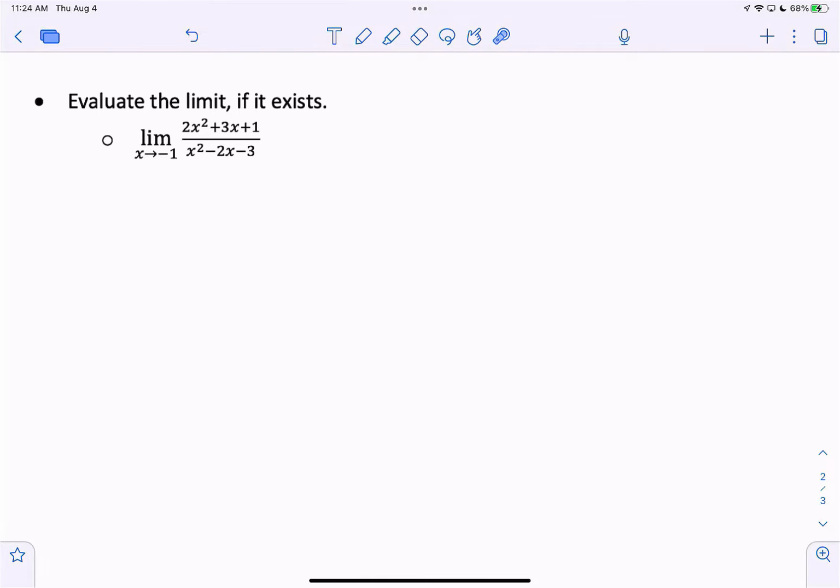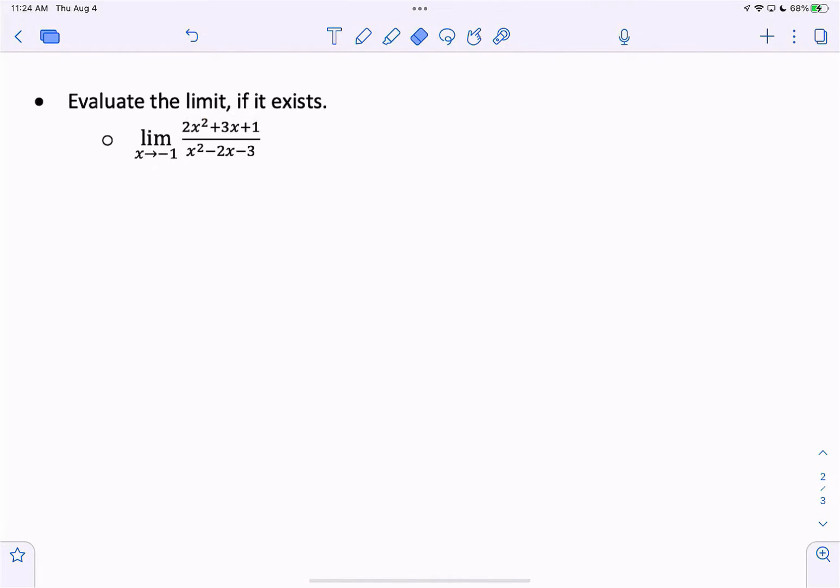Evaluate the limit if it exists, and the limit is as x approaches -1, 2x squared plus 3x plus 1 over x squared minus 2x minus 3. If I plug -1 directly in place of x, then I end up with 0 in the denominator, and that's going to be a problem.